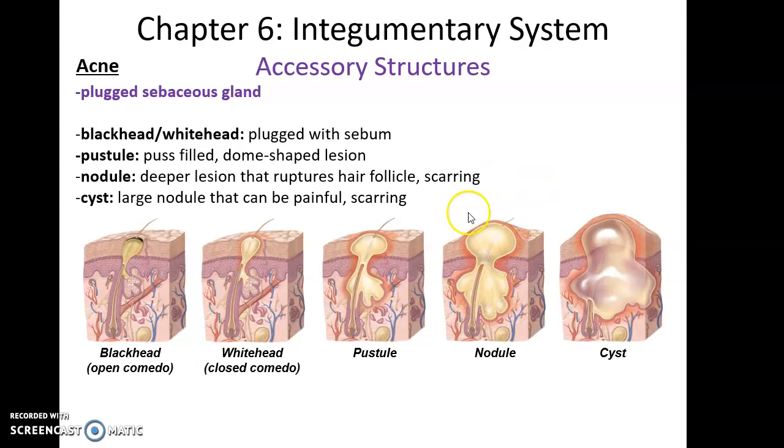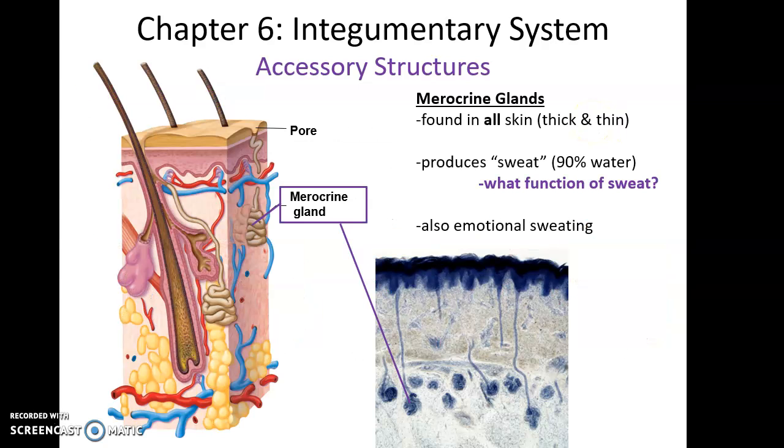Then you get the much larger nodules. Nodules end up spreading out deeper into the dermis and along the hair follicle, which can lead to scarring. And then you can have the extremely large and painful cyst, where the body actually forms a connective tissue structure around the site of the infection within the acne to help isolate it and prevent it from further spreading. And again, cysts can lead to scarring. So acne: plugged sebaceous glands.